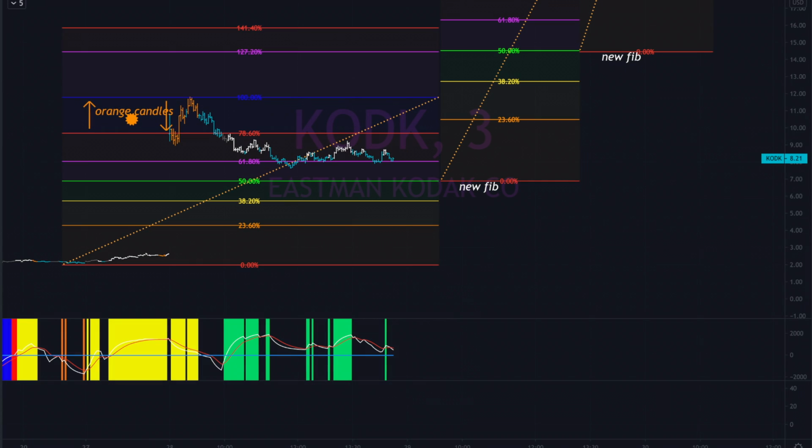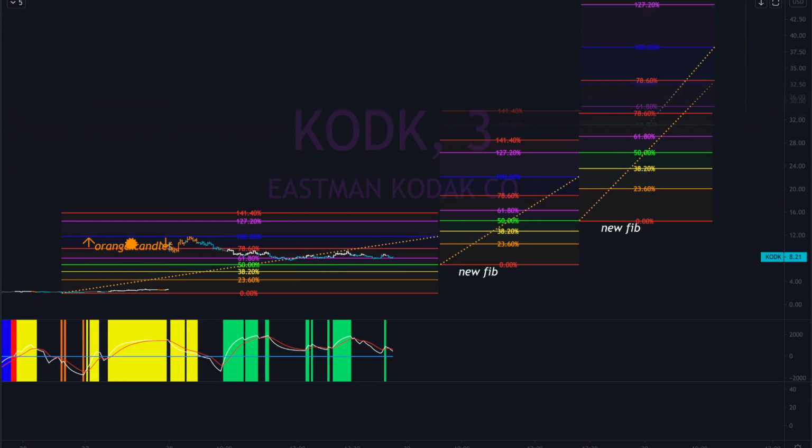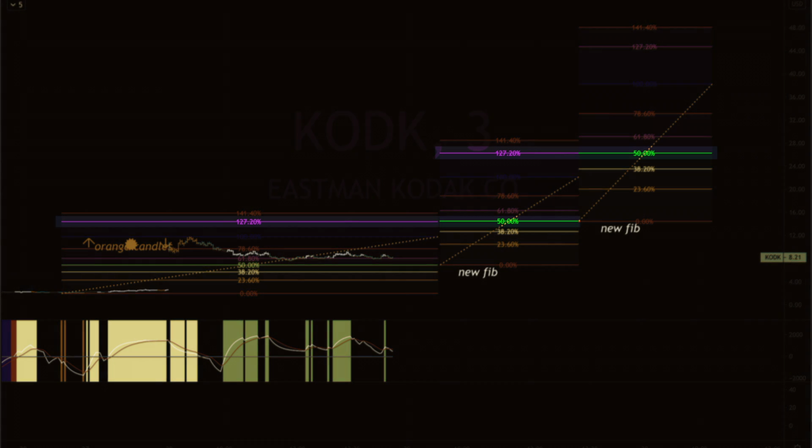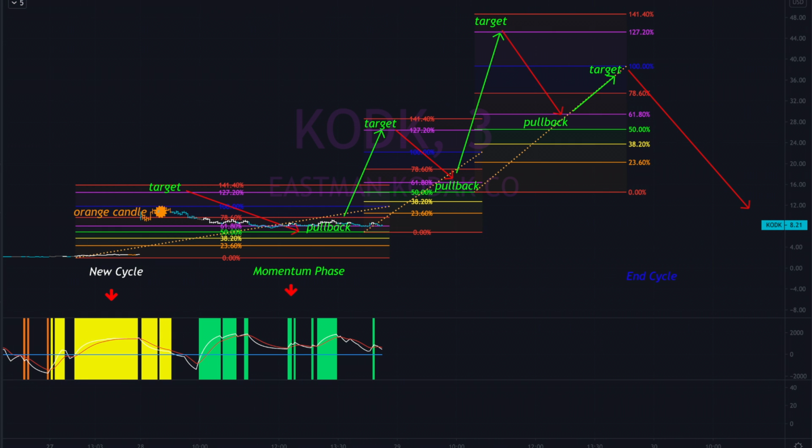Create the Fibonacci structure by aligning the 50% line with 0. This strategy is systematic as we will align the Fibonaccis the same each time. Next, align 127 with 50. This is our plan. The structure can be applied where orange candles appear on any chart.